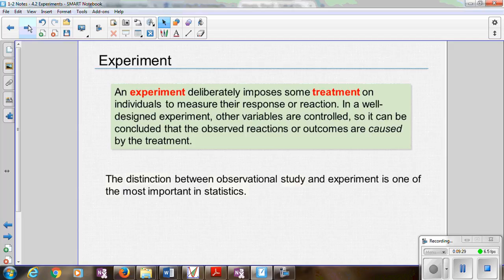And the distinction between an observational study and an experiment is very important in statistics in terms of the conclusions that we can draw from the study in terms of inference. And we'll talk about that a little bit later as well.